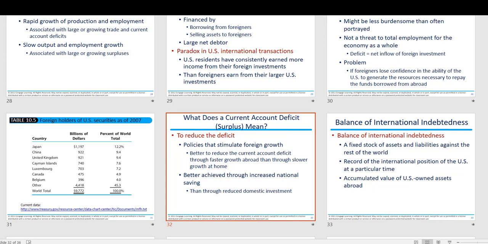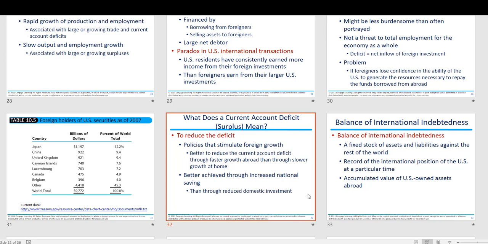Carvalho proceeds by talking about potential policies to reduce the deficit, slide 32. So its recommendations are basically to implement policies that stimulate foreign growth, not domestic growth, and an increase in national savings. Remember that through the national accounts identity, savings minus investment is equal to the current account balance.